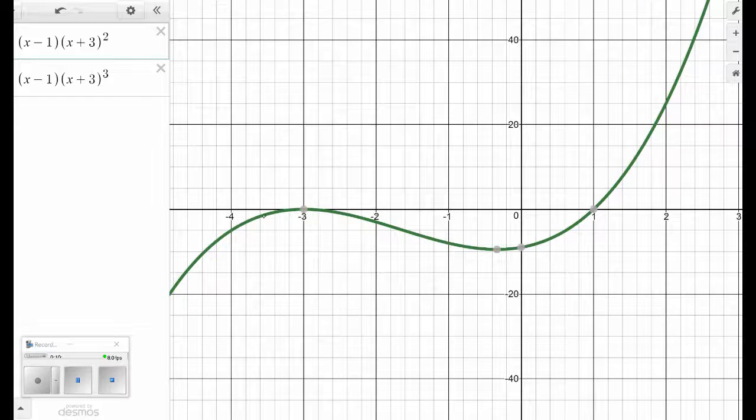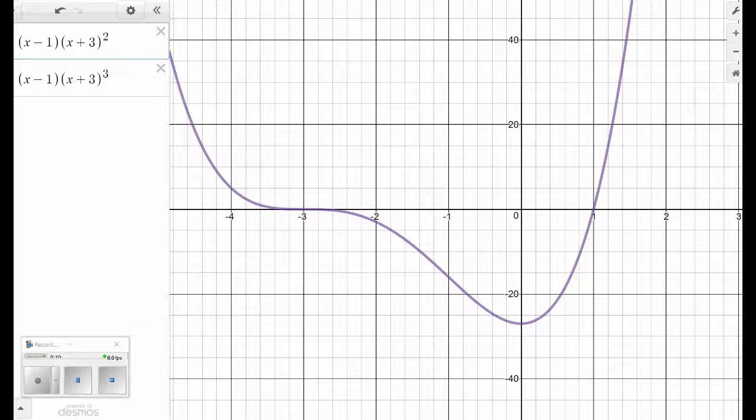Notice how this function hits the x-axis at x equals negative 3, but then turns around, but then passes through when x equals 1. Because that has an even multiplicity, a multiplicity of 2, it hits the x-axis and then turns around. Let's look at the purple function now.